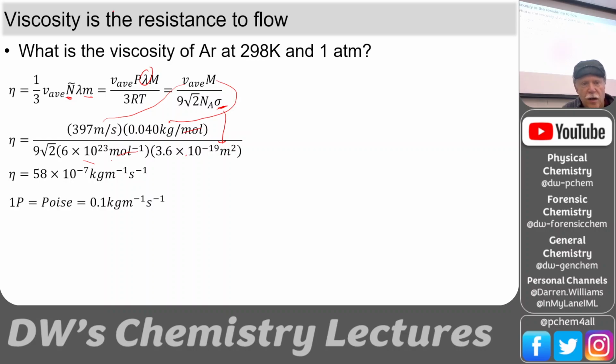And then this is one poise. So Poiseuille is the person that measured a lot of this flow, and then we've given him the name of the unit. And so instead of the whole name Poiseuille, we call it poise. 0.1 kilogram per meter per second is that unit.